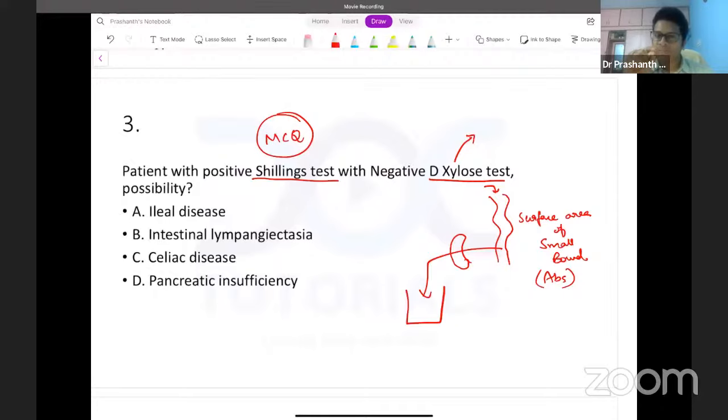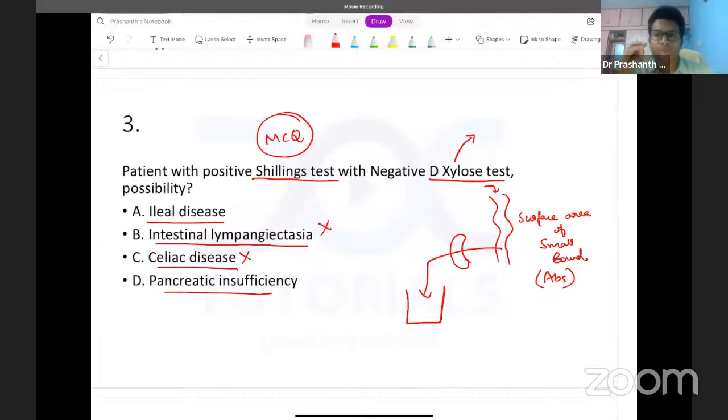So if a patient has a positive Schilling's test and a negative D-xylose test, that means the patient has vitamin B12 deficiency, but the entire surface mucosa, or the surface area of the small bowel, is normal. So what could be the cause? Is it an ileal disease? Extremely likely. Intestinal lymphangiectasia? Wrong. Celiac disease is more of a proximal disease? Wrong. And pancreatic insufficiency has nothing to do with a D-xylose test in this particular case.